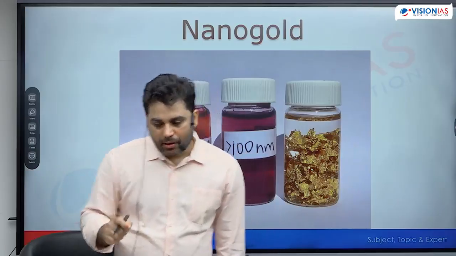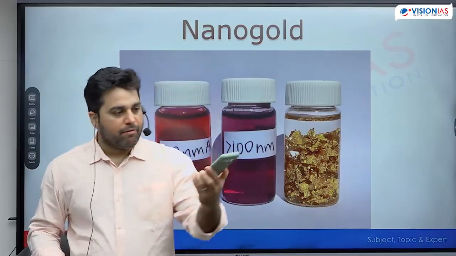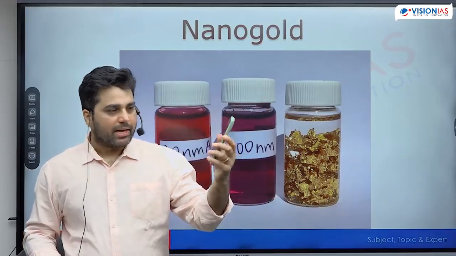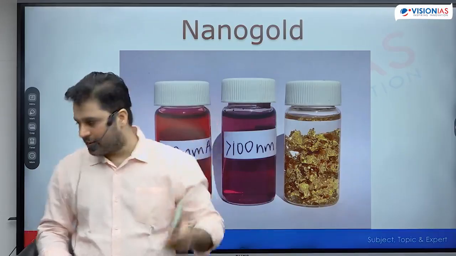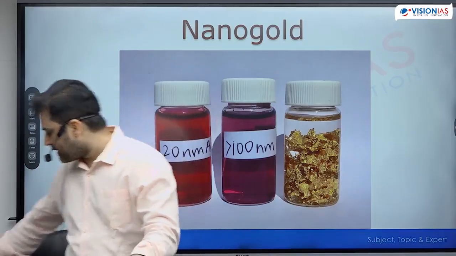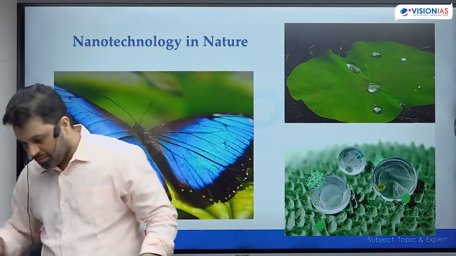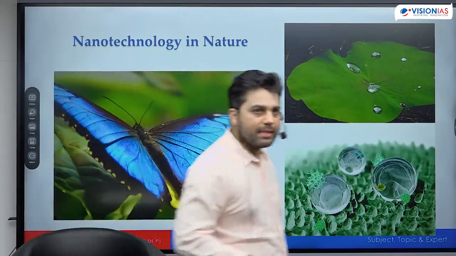The nano layer, which I talked about, is so amazing: this mobile phone has a nano layer, and it can resist some sort of scratch. And by the way, there are so many things which occur in nature also. In nature, you can see nanomaterial.